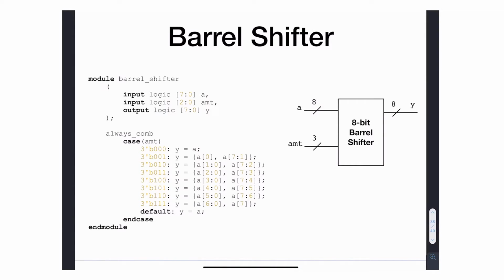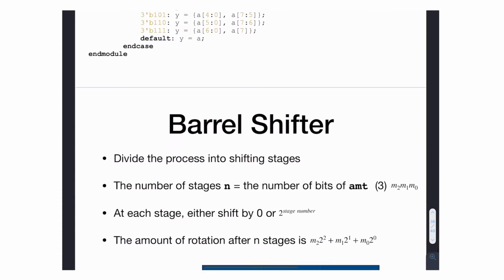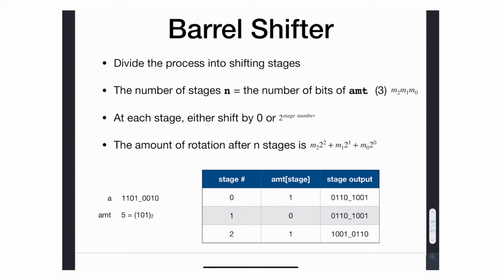So how can I make this scalable? Well, I need some sort of an algorithm. So here's the algorithm for a barrel shifter. This is a very famous algorithm. I'm going to explain it to you with an example. I find it easier. Everything is written here, but I'll also write it step by step so that you can follow.